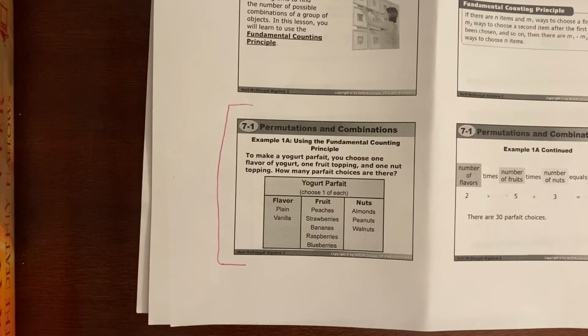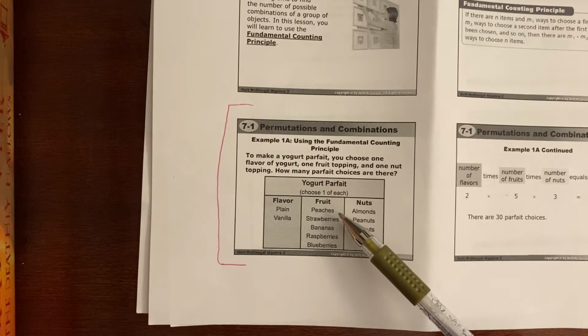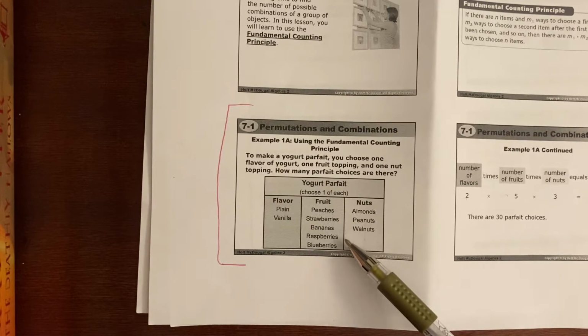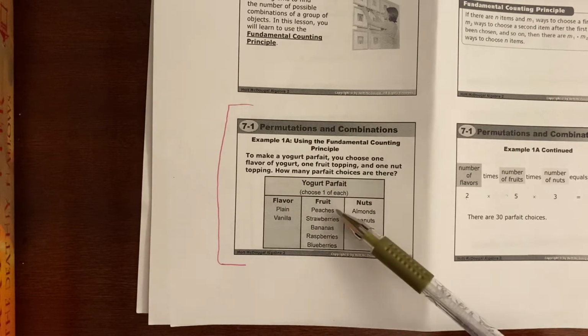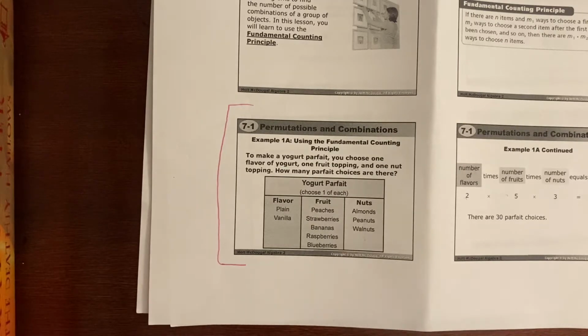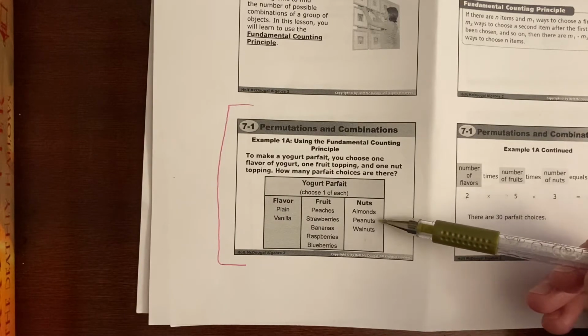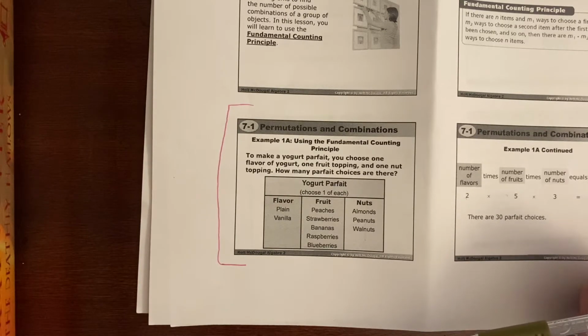Okay, so the fundamental counting principle lets us basically use a shortcut. Instead of making a tree diagram and counting all the possible outcomes, we can just count how many options we have in this first category. For flavor, we have plain and vanilla, so that's 2. In the next category for fruit, we have peaches, strawberries, bananas, raspberries, and blueberries. So that's 1, 2, 3, 4, 5 options there. And in our last category, nuts, we have almonds, peanuts, and walnuts. So there are 3 options.